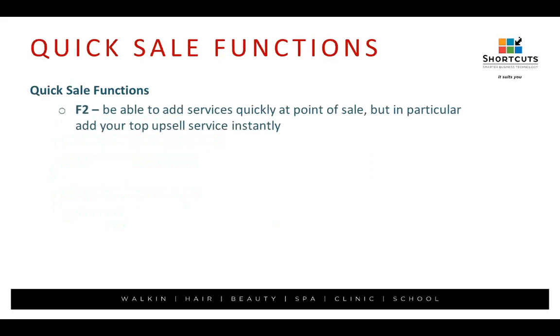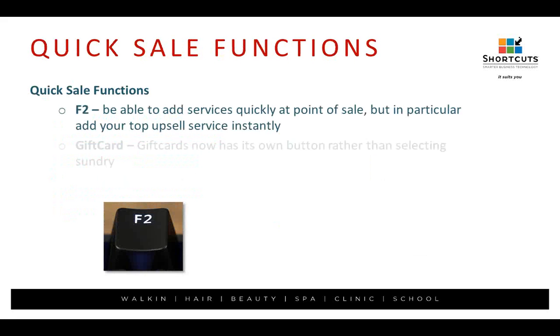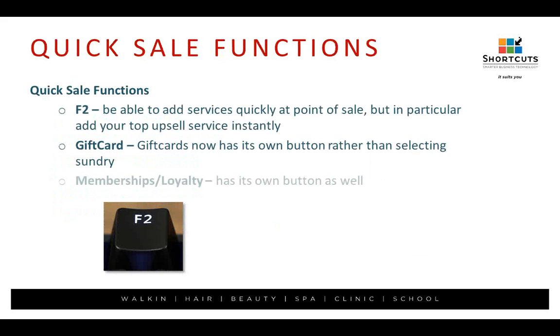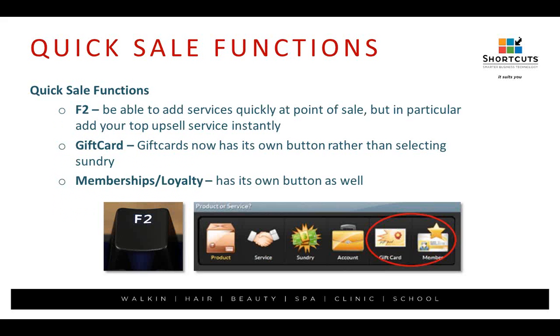So what are some of the new quick sale functions? On your keyboard, if you press F2, that's the function key above your regular keys, you'll be able to add services at the point of sale. In specific, any of your hot services you can access from that list. Gift cards, as well as membership and loyalty, have their own unique buttons on the point of sale. So usually when you click on a line item, you would be presented with 3 or 4 options: products, services, and sundry. Now past account, we have gift certificates and membership available there.